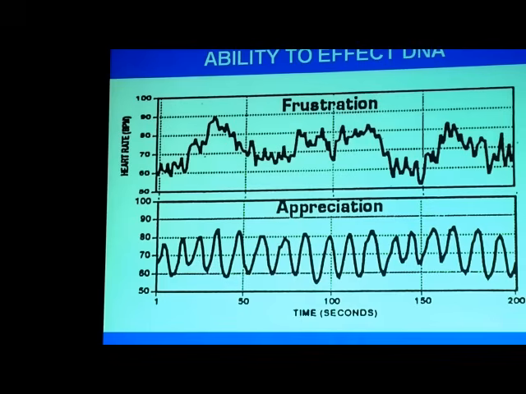Patrick, is that wavelength on the bottom the Mayer wave, Patrick? Is that HRV?